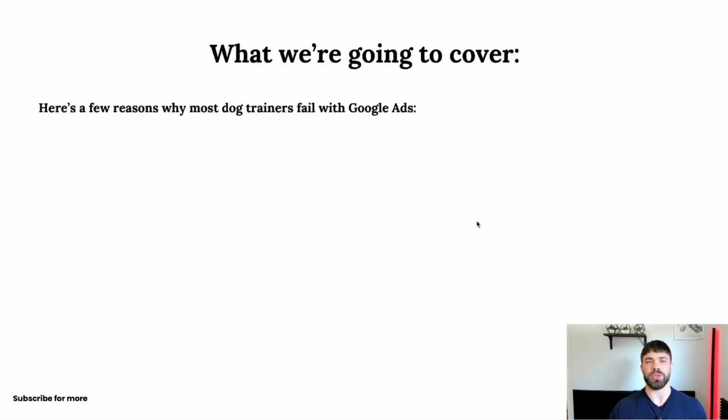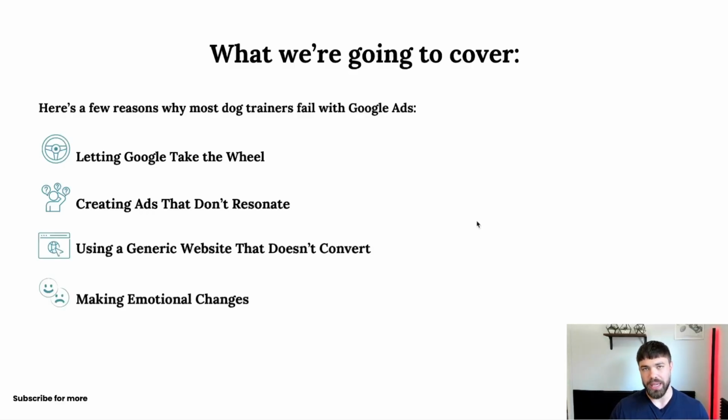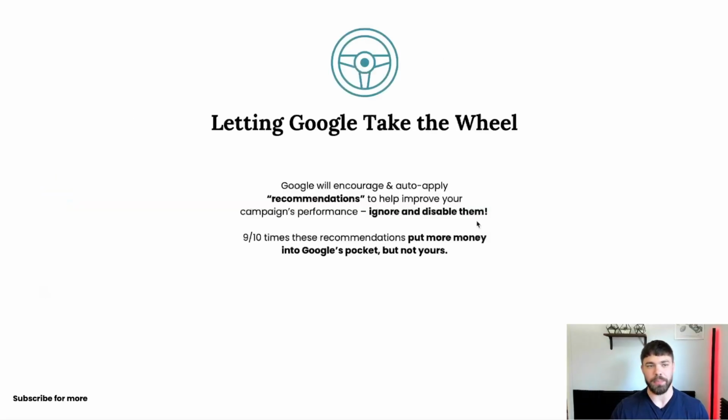So in order for you to understand what you should do with Google Ads, you first need to understand what you should not do. In fact, that's probably even more important. So I wanted to list out the most common reasons why dog trainers fail with Google Ads, and then go ahead and show you guys a solution to what you should be doing instead if you want to get similar results like we do for our dog training clients. So here is a list of the most common reasons why dog trainers fail with Google Ads. And the first one we have is letting Google take the wheel. Then the second one we have is creating ads that don't resonate, using a generic website that doesn't convert, and lastly, making emotional changes. So let's go ahead and break these down.